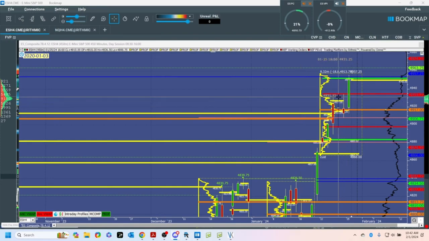Write these numbers down: 49.33.75. This is called a low volume node. It's an outside edge of a distribution. Distribution is just, where does the buying dry up? Outside edge. Where does the selling dry up? Outside edge. High volume is retail.